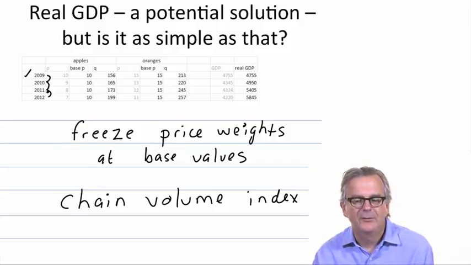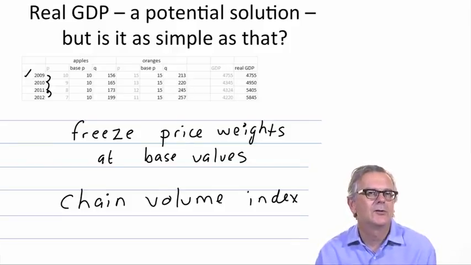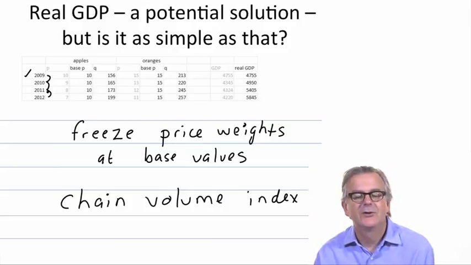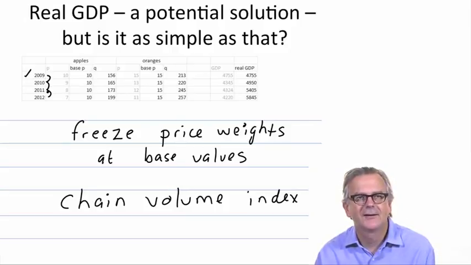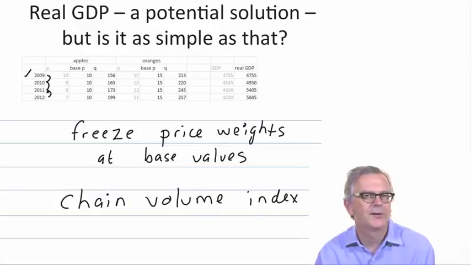Now, for our purposes, we don't have to worry about that too much. It's not going to change anything that we do. The concept of real GDP, however, both as I've described it, but also using this chain volume index, is essentially the same. What we do with real GDP is we want to take price changes out of the calculation so that when we see a change in real GDP, we know we're looking at a quantity change only.